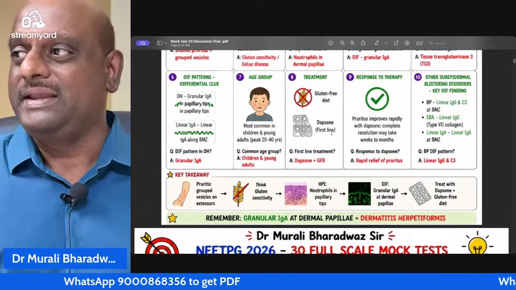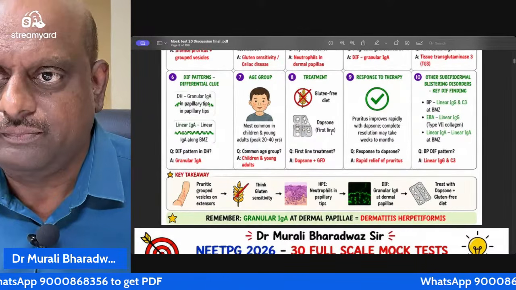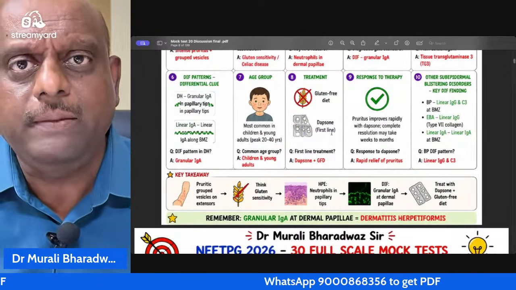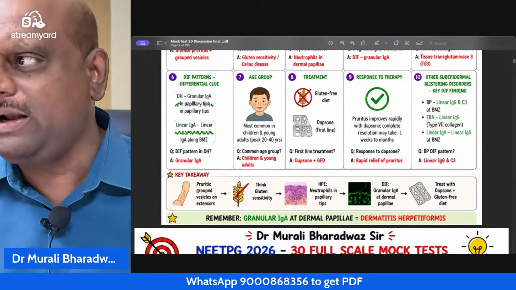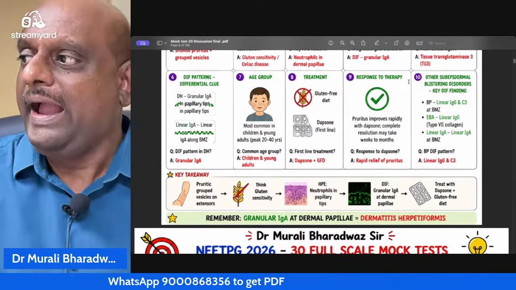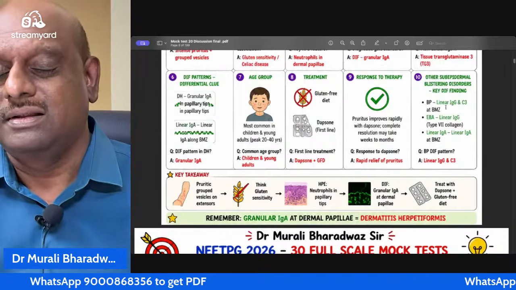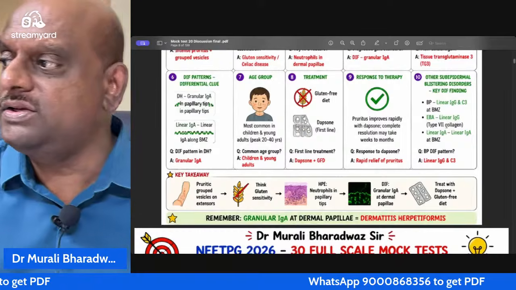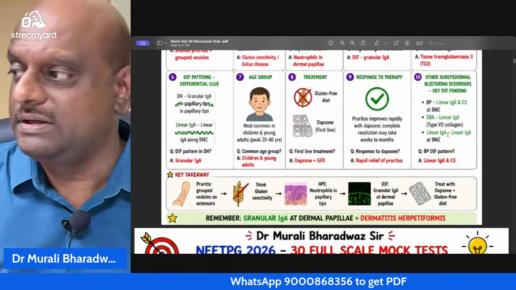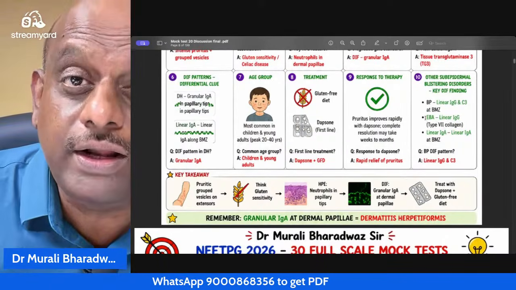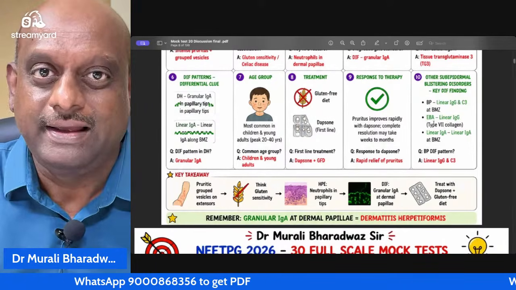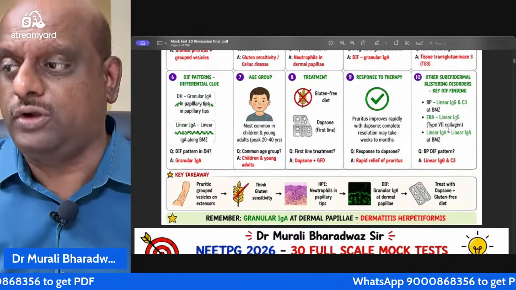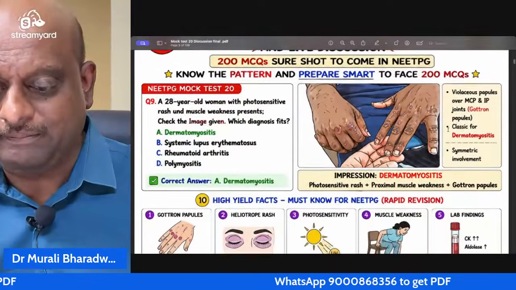Favorite MCQ. And if you initiate dapsone, the pruritus will improve rapidly. Rapid relief of pruritus will be there. And what are the other blistering diseases? One is linear IgA disease and epidermolysis bullosa. So how do you differentiate them? Mainly by immunofluorescence. That's what we need to remember.